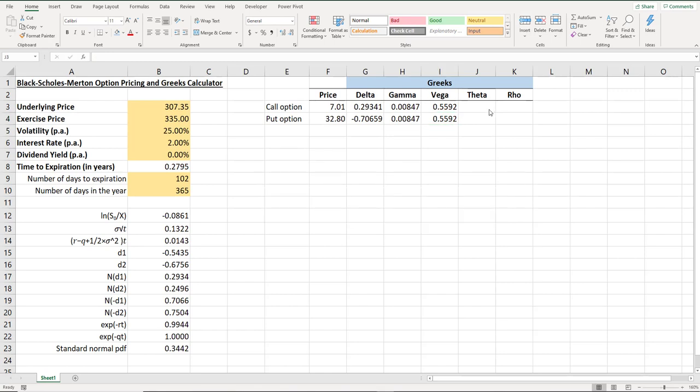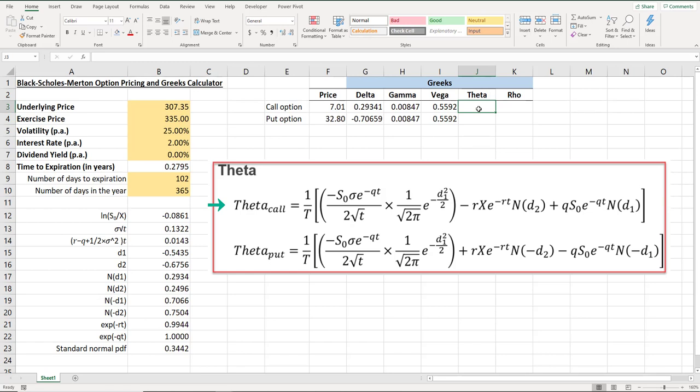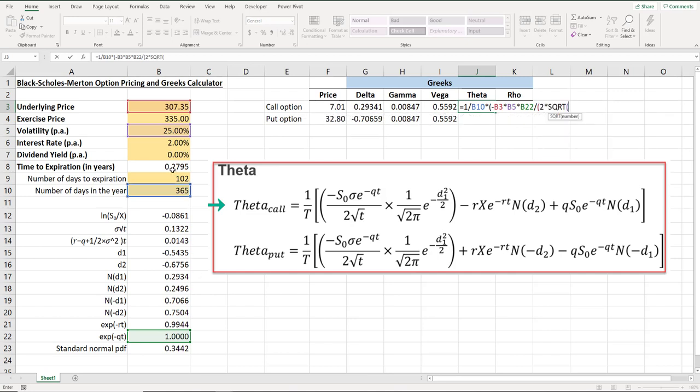The formula for theta will be more complex than the other Greeks. So we'll do this slowly. So let's start off. We'll take 1 over the total number of days in the year, that's based on cell B10. Then we'll multiply, then we'll open the bracket here. For the very first term, we'll take negative of the underlying price, B3, multiplied by volatility in B5. Then we multiply by B22. And then we divide by, open the bracket, 2 multiplied by the square root of the time to expiration in B8. And then for the whole thing, we will close the bracket here, then we'll multiply by B23.